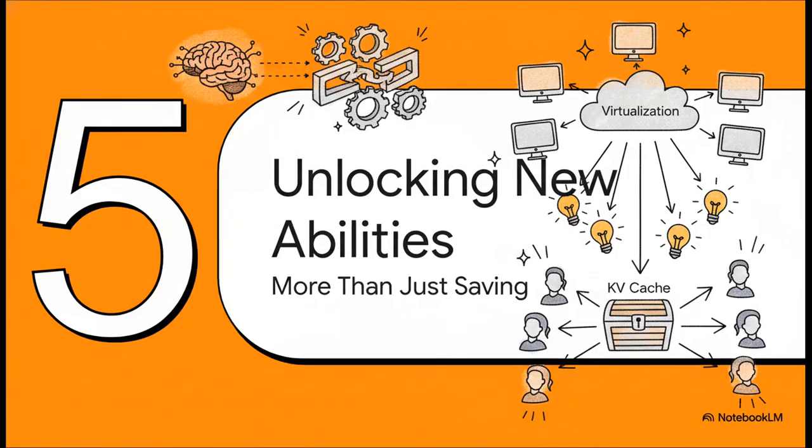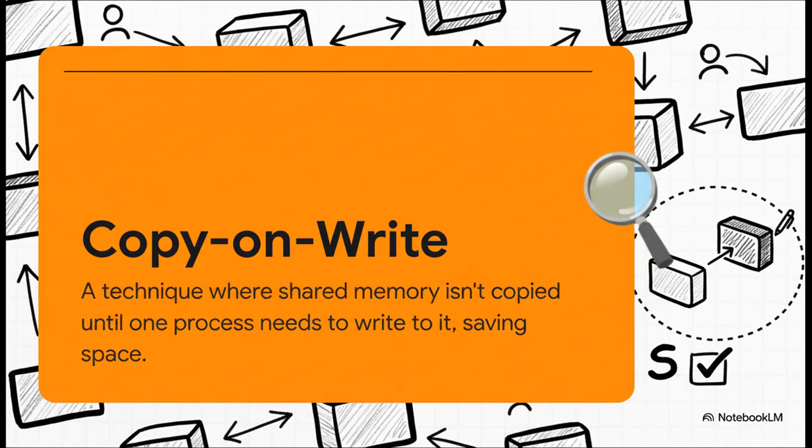This new memory model does more than just save space. By virtualizing the KV cache, it also unlocks some seriously powerful features that used to be super inefficient, like sharing memory between different requests. This is all possible thanks to another classic OS technique called copy on write. The idea is really simple.